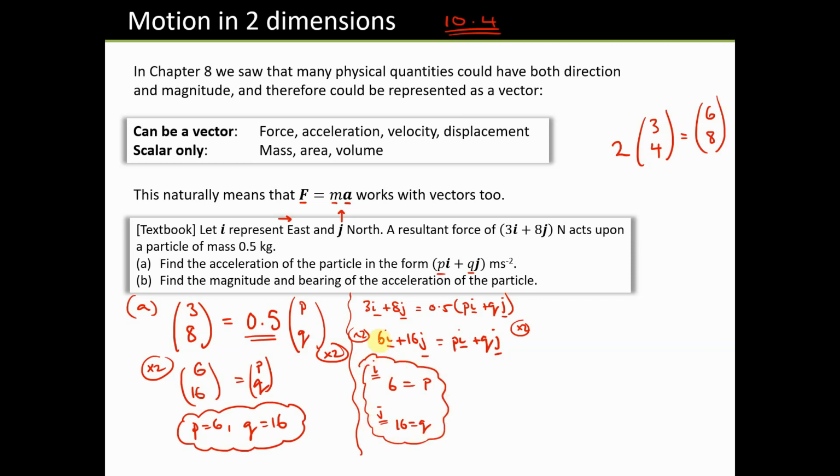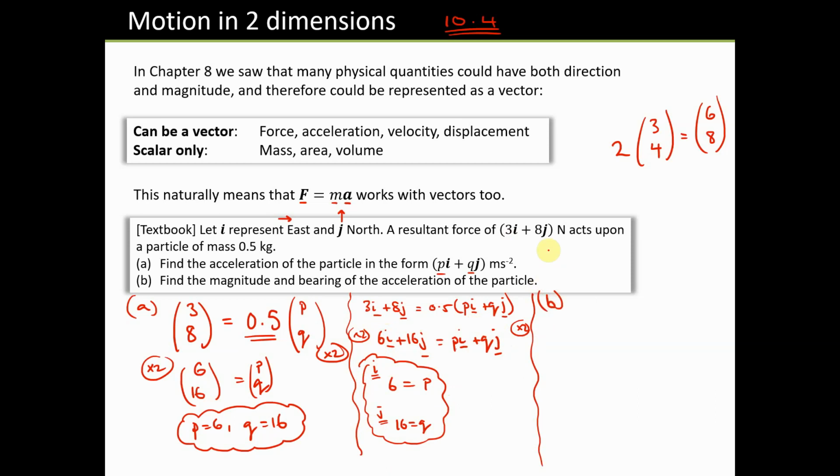There's no possible movement in the i that's ever going to affect the j on the other side of the equation, so only j links to j and i links to i. So you can do it both ways. We get the same answer. It's completely up to you what your preference is. It's good to be comfortable doing both ways though.